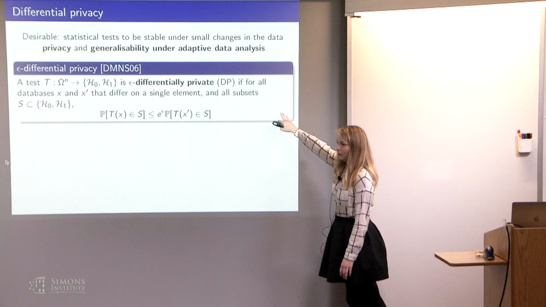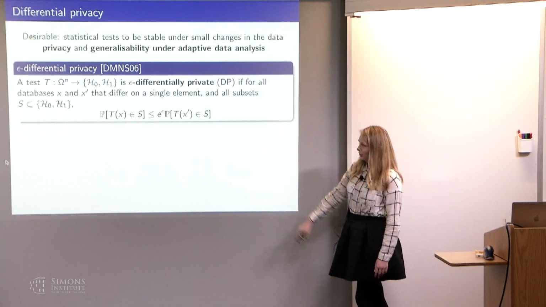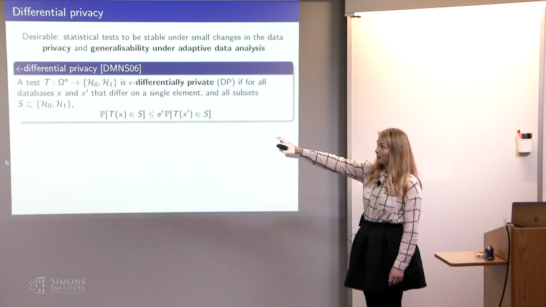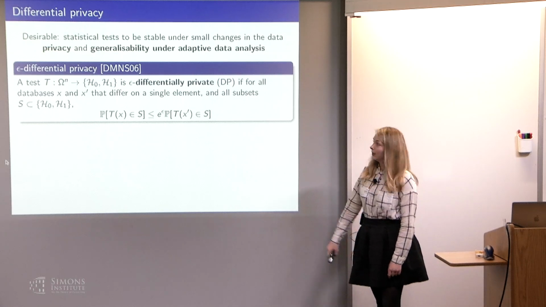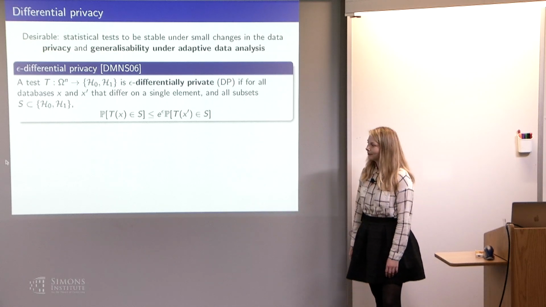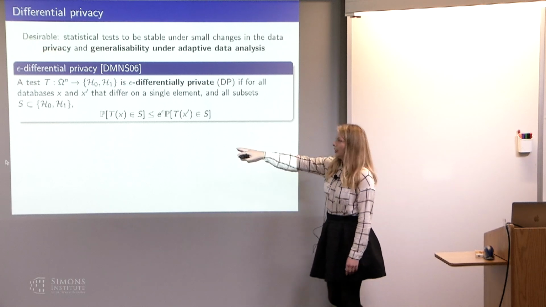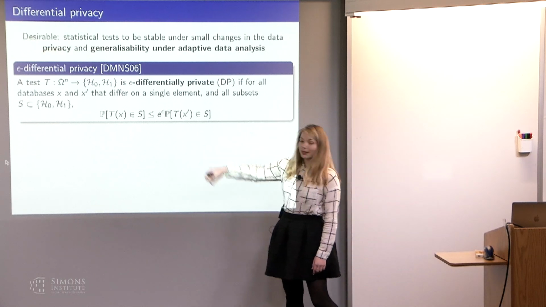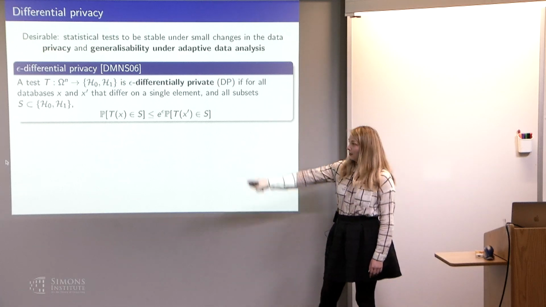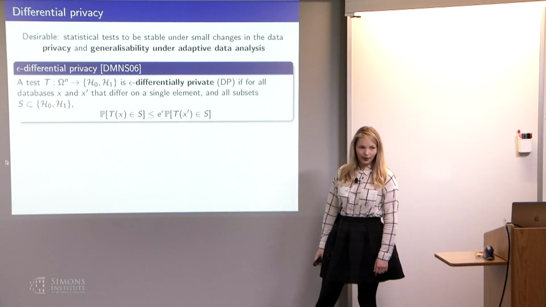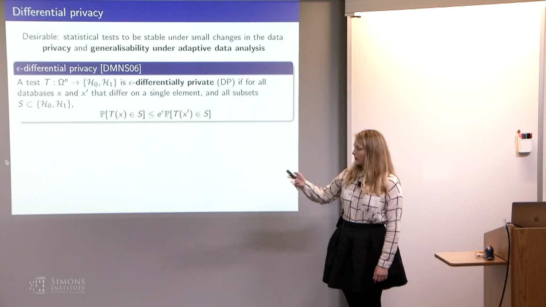Okay, so unless you've missed every talk this semester, you probably know this definition. We're going to be talking about pure differential privacy today. A test is epsilon differentially private if, given two databases that differ on a single element, for any given output, the probability of that output if the input was x is about the same as the probability of that output if the input was x prime.